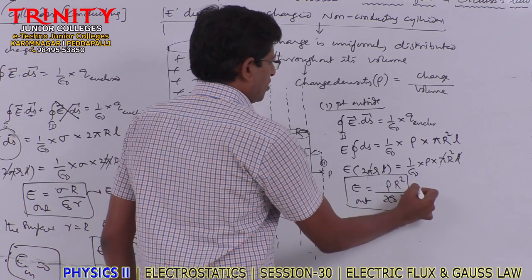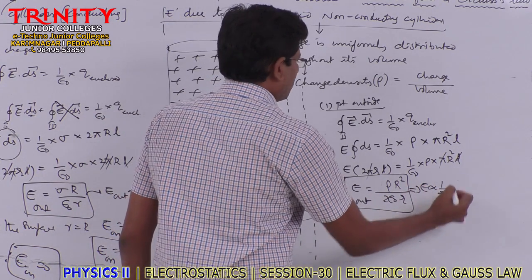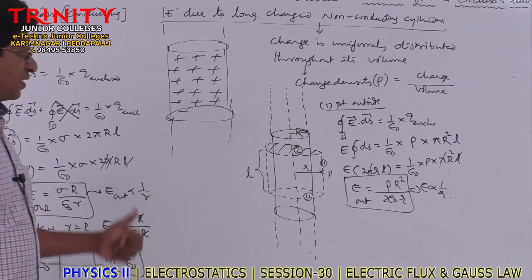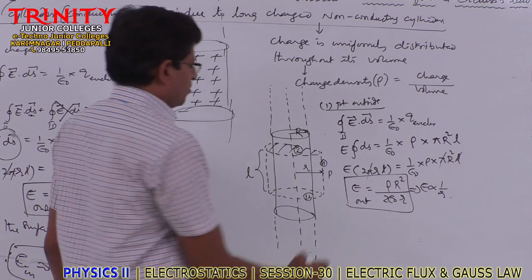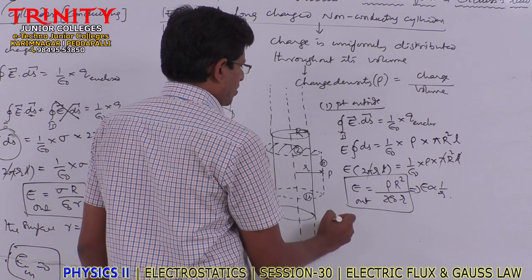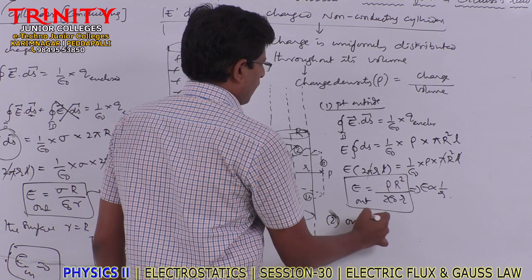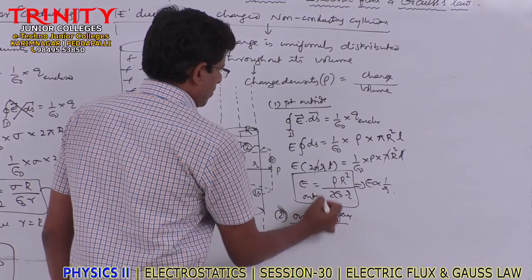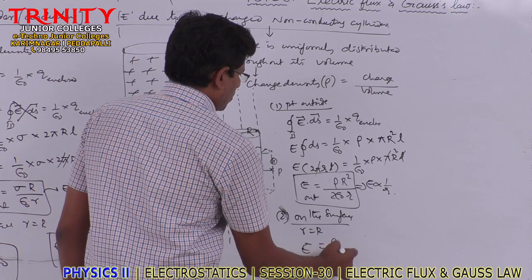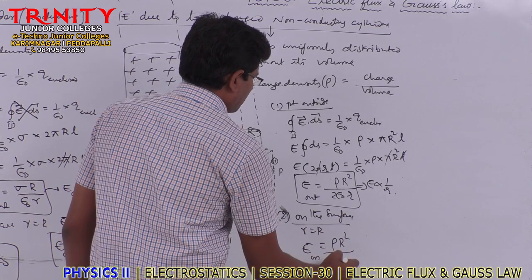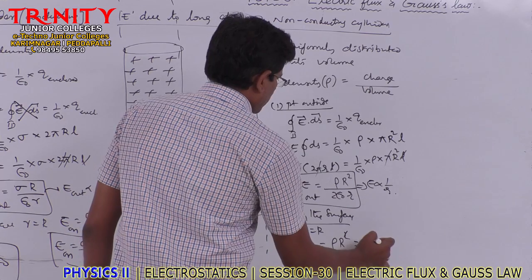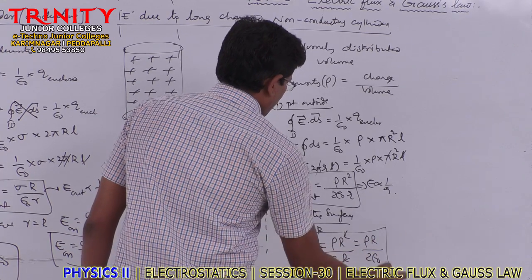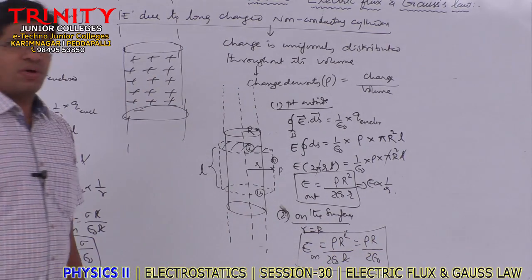Again you will understand E is proportional to 1 by r, just like this. Now the second point is on the surface. On the surface, that means r equals R, you will get simply rho R square by 2 epsilon naught R, that is rho R by 2 epsilon naught. This will be the value of the intensity on the surface.